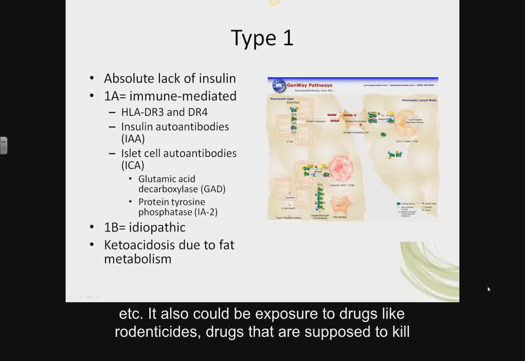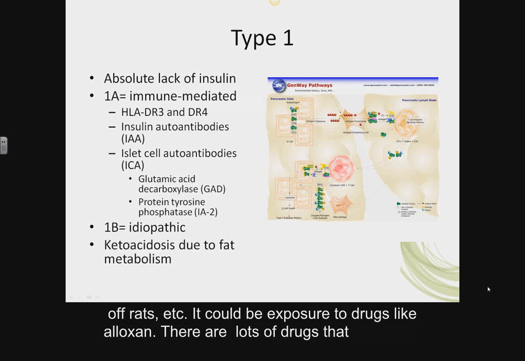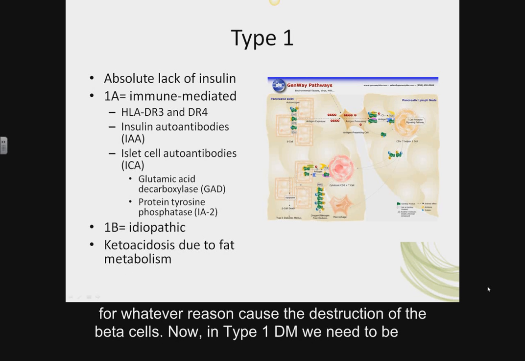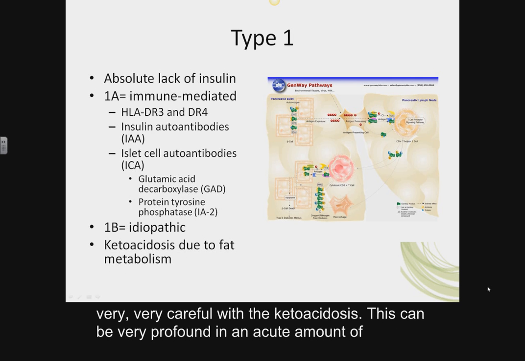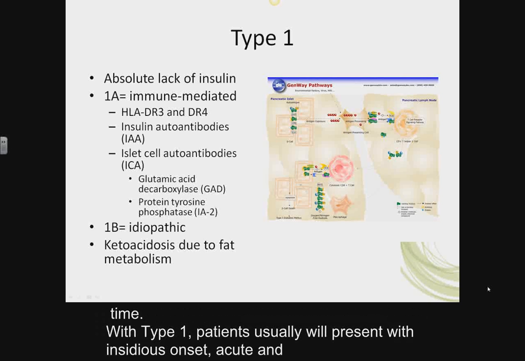Now, in the idiopathic type, we don't really detect antibodies. It could be viral-linked exposure to rubella or cytomegalovirus. It could also be exposure to drugs like rodenticides, drugs that are supposed to kill off rats, etc. It could be exposure to drugs like alloxan. There are lots of drugs that, for whatever reason, cause the destruction of the beta cells.